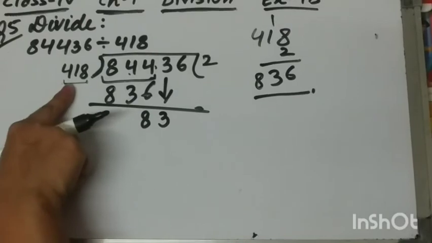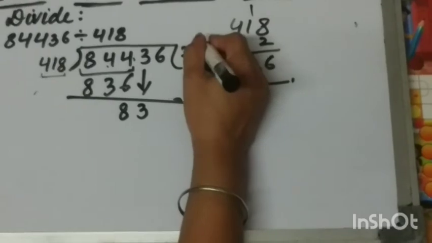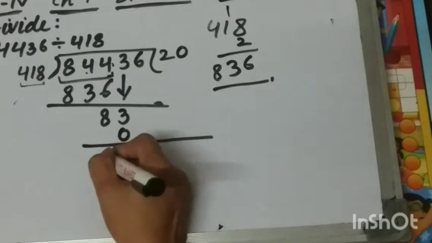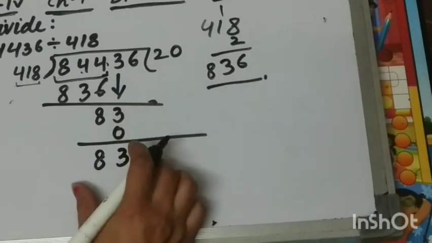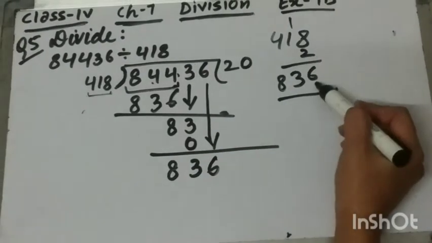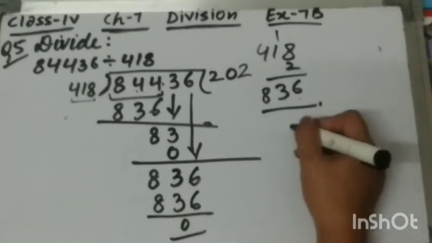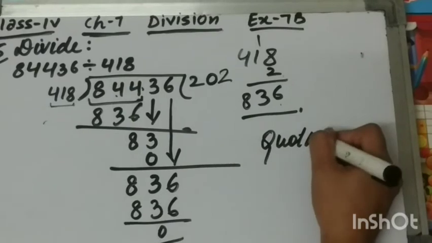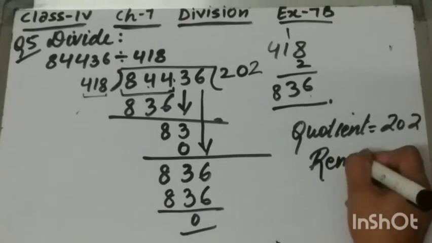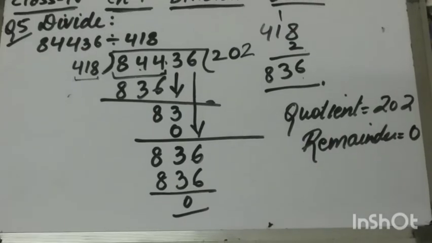83 is smaller than 418. So 418 zeros are 0. You will put 0 here. Now this will be 83 and bring this 6 down. Now 418 2s are 836. Okay, so your quotient will be 202 and remainder 0. Okay, so this is the first part of question number 5.